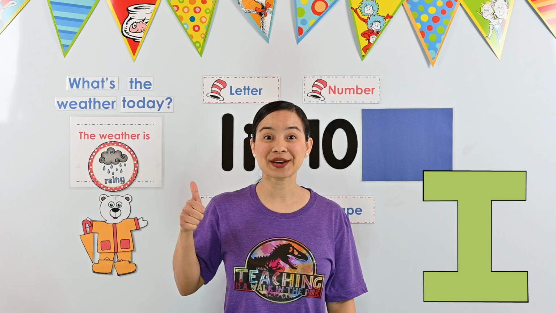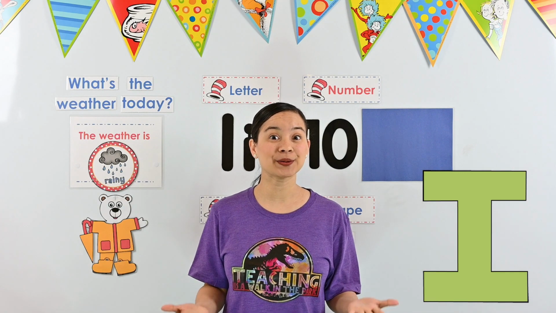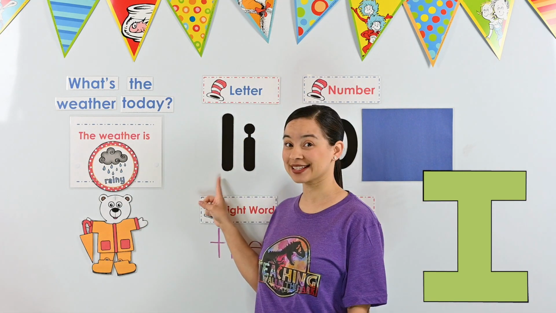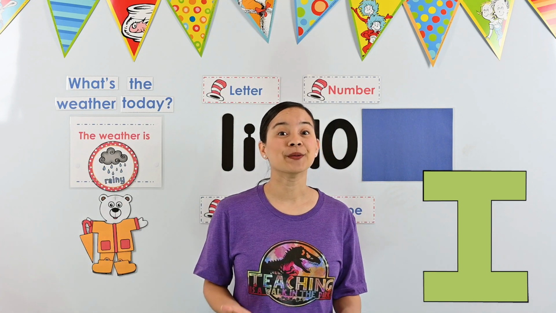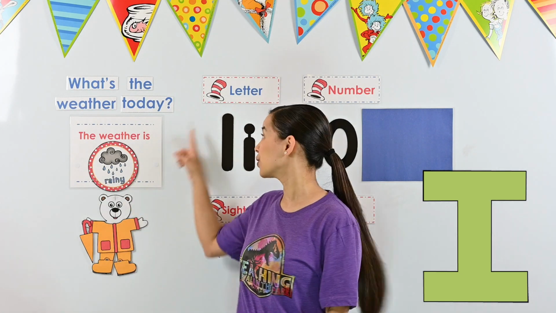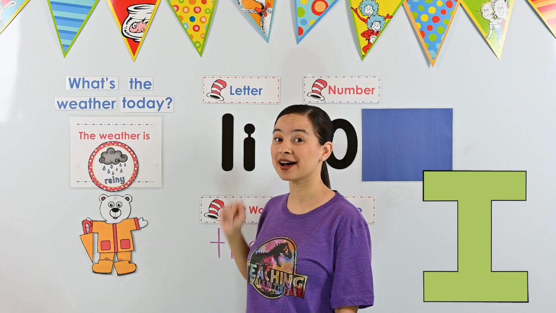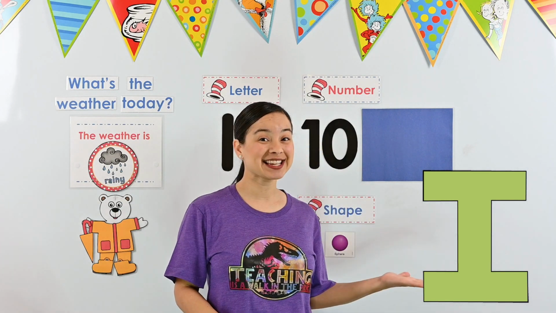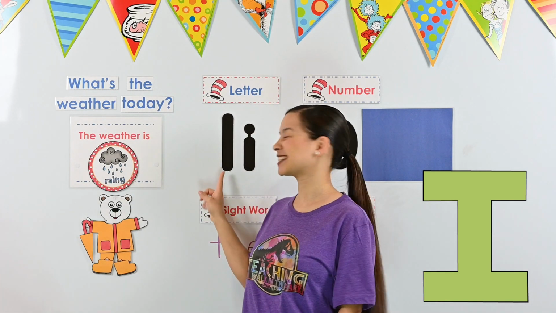If you have your thumb up, you are correct. This is the letter I. Is it an uppercase I or a lowercase I? It's an uppercase I. Remember, we can write an uppercase I using a line at the top and the bottom. So this is an uppercase I. It just doesn't look exactly like this one. You can write them either way.